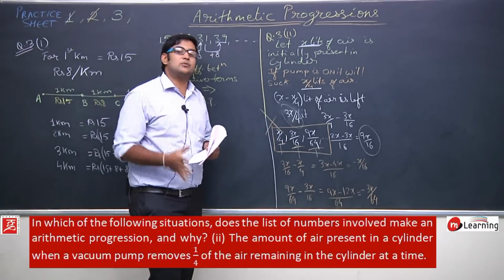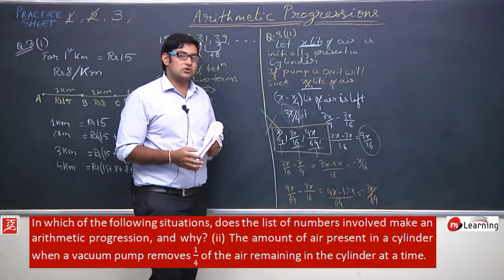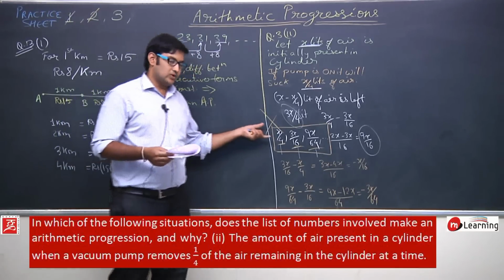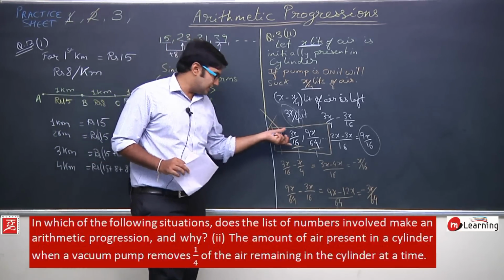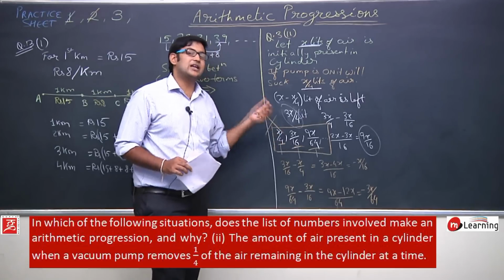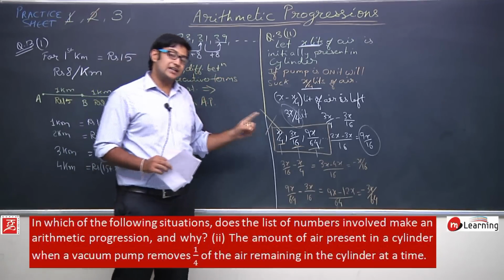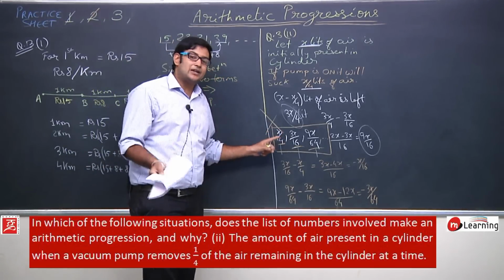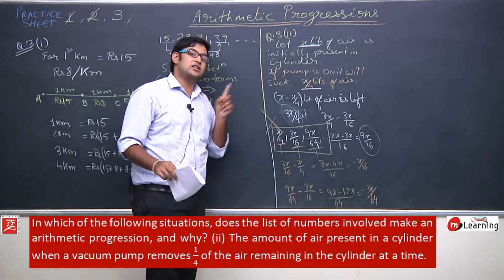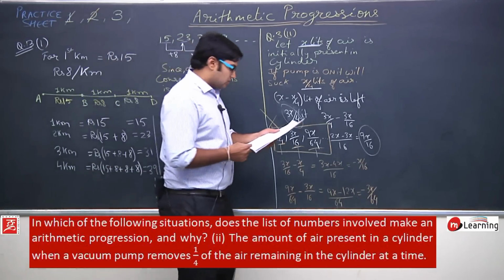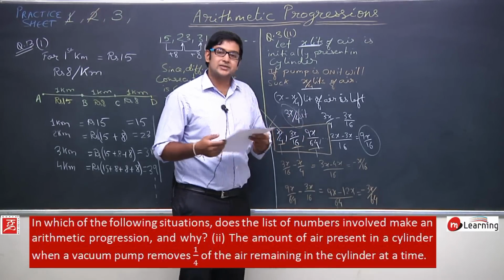This will be a geometric progression, but this is not in our course, so we need not discuss that concept. You can simply understand that this series, this list of numbers, this arrangement is not an arithmetic progression. Rather it is a sequence. It has a pattern. It is a sequence, but it is not an arithmetic progression. It's a geometric progression. Okay, so this is the second part of question number 3.